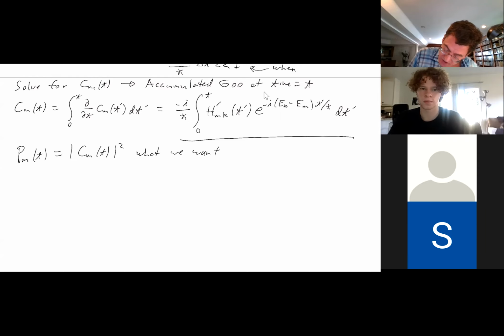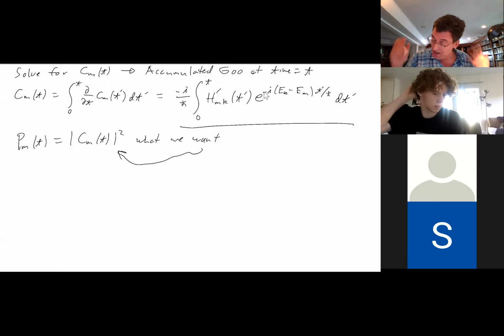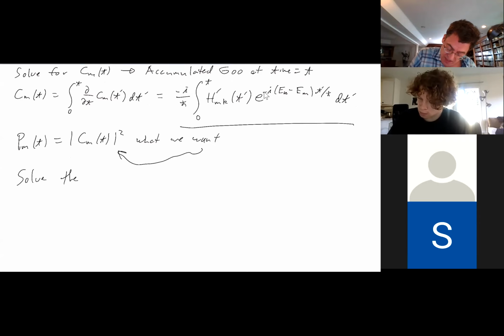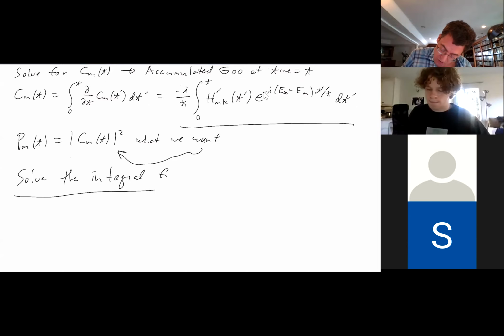That's the whole point of this exercise: to figure out the probability that if we start in one state, we end up in some other state. So we got it. It's this integral. But now let's solve the integral. This is a very abstract discussion, but let's solve the integral for special cases.